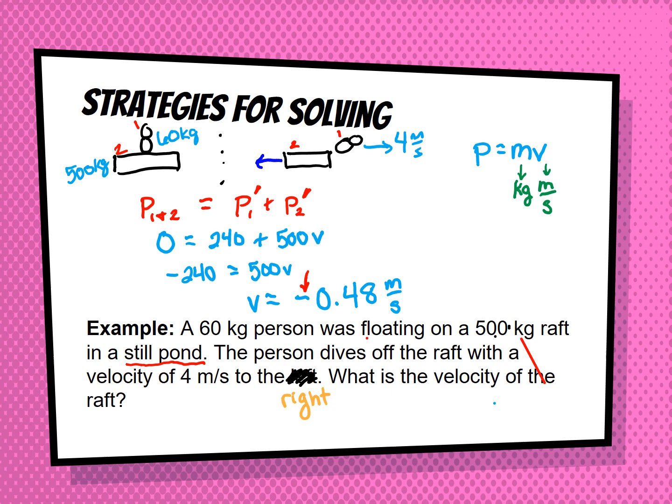And the person, or the raft, is going slower than the person. This also matches with physics, because with this, the person and the raft will have the same amount of force. Every action has an equal and opposite reaction. So they have the same amount of force pushing between them. And because the raft is so much more massive than the person, it has less velocity when they push off of each other.